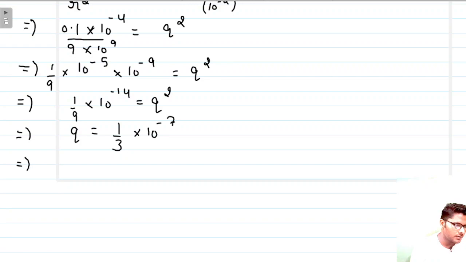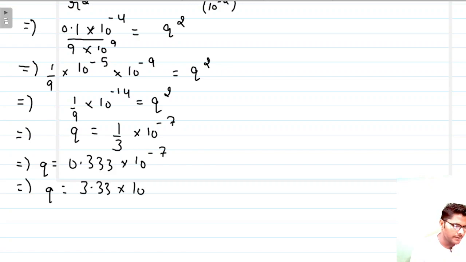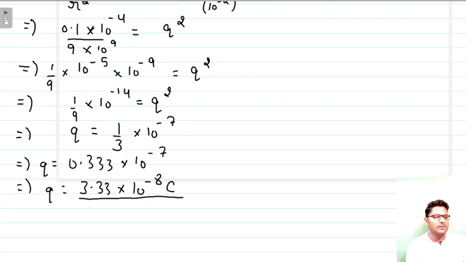Or you may say q is equal to 0.333 into 10 raised to power minus 7. Or you may also write this like 3.33 into 10 raised to power minus 8: when you multiply by 10, this will be divided by 10. So this many coulombs of charge has been transferred from one sphere to another.